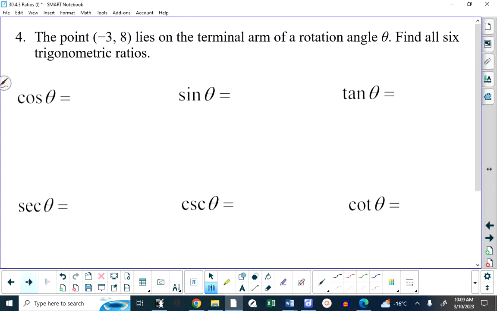This point, negative 3 comma 8, is on the terminal arm. Is that on the unit circle? Well, no, the unit circle goes from negative 1 to 1 in both directions away from the origin. Negative 3 comma 8 is way outside the unit circle, so we can't say r is 1. We can, however, do this.